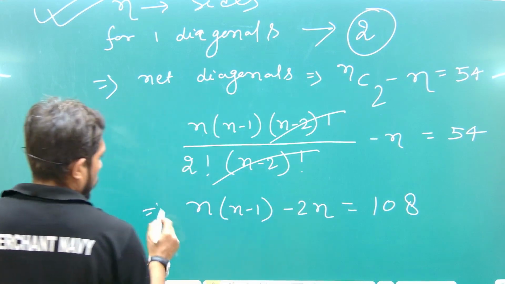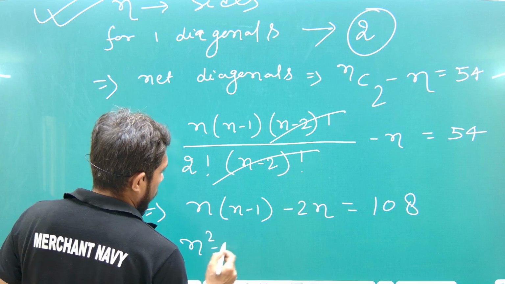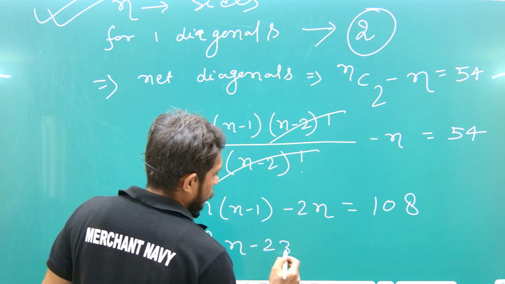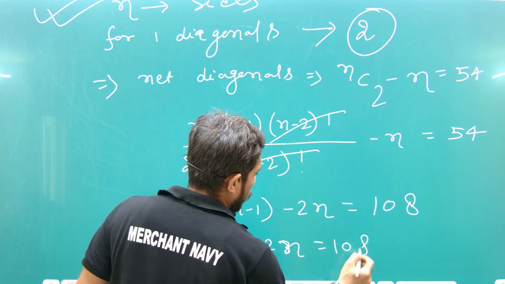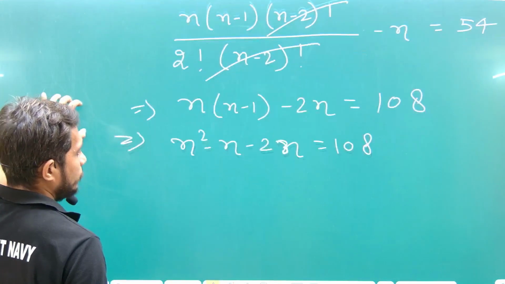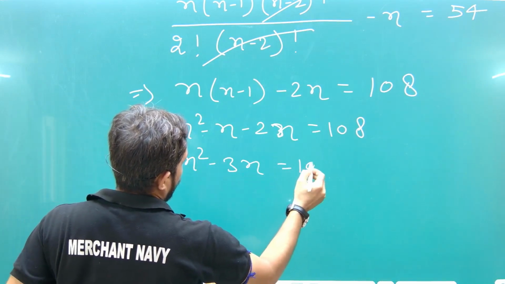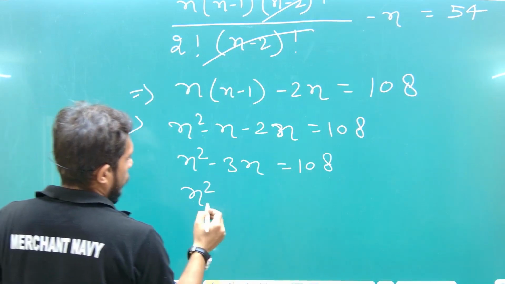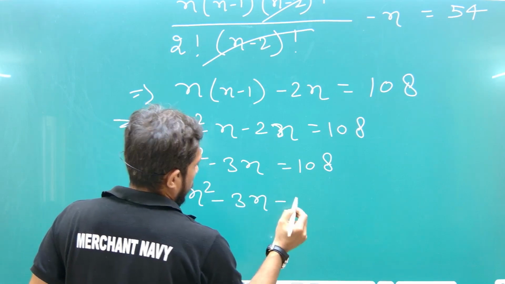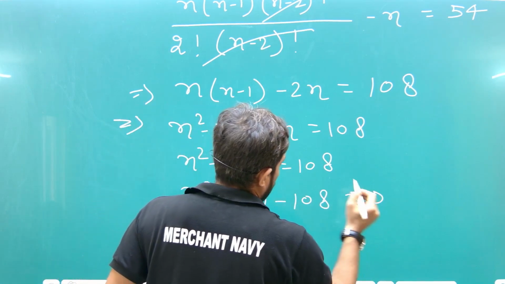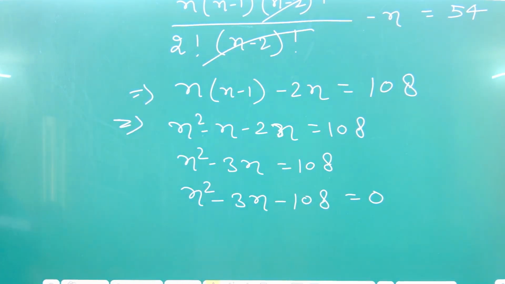On solving this equation, you will get n square minus n minus 2n is equal to 108. Now n square minus 3n is equal to 108. After doing the calculation, you will get n square minus 3n minus 108 is equal to 0. So let's check what is the answer from here.